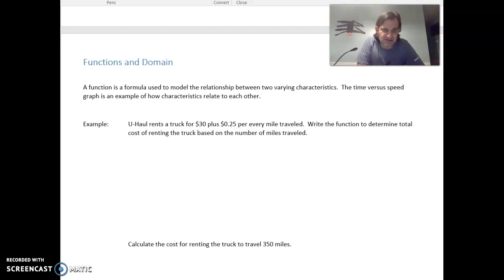Usually with a function, we think of it more as an equation, so to speak. The example I have down here is U-Haul rents a truck for $30 plus 25 cents per mile traveled. Write the function to determine the total cost of renting the truck based on the number of miles traveled. So this is my introduction to functions, so you may not be able to do this at all. Let me give you all the information here.